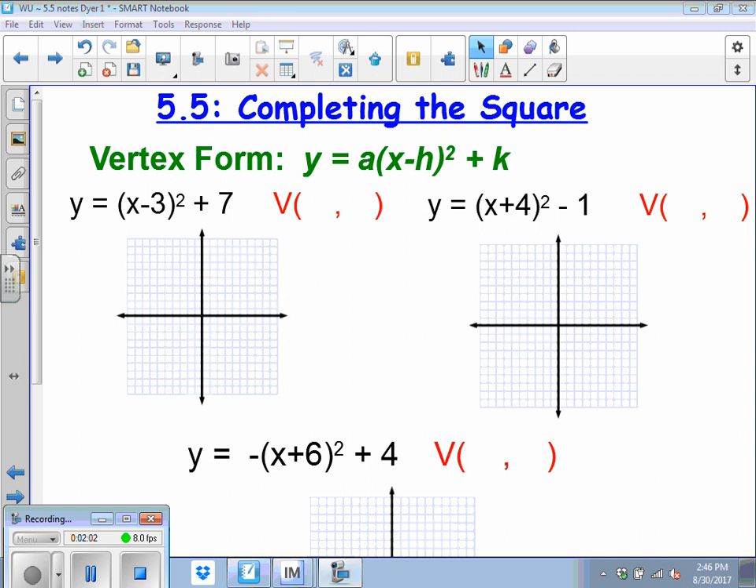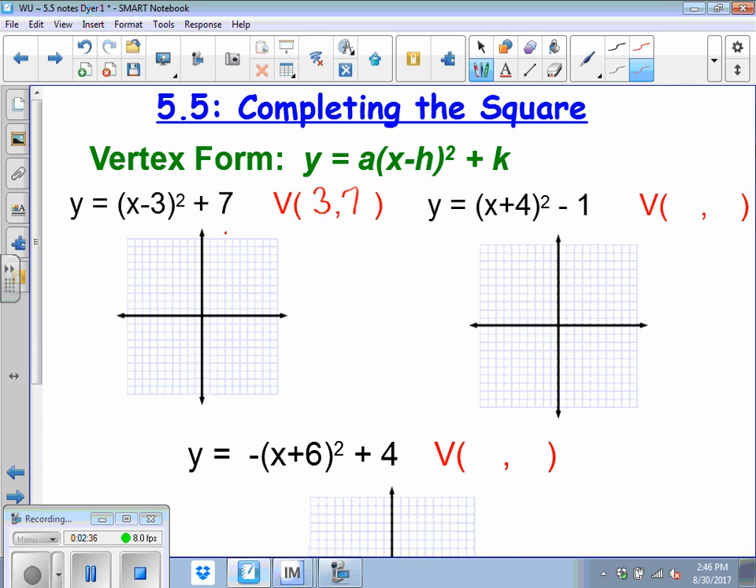Okay? So in this first problem right here, what's the x coordinate for the vertex? 3. It's a positive 3. And what's the y coordinate? 7. It's the number out here. It's the constant that's added or subtracted to your binomial square. Okay? And that number is outside of the parentheses, so you take its sign for whatever it is. So that's a positive 7. So that means my vertex is the point 3, 7.